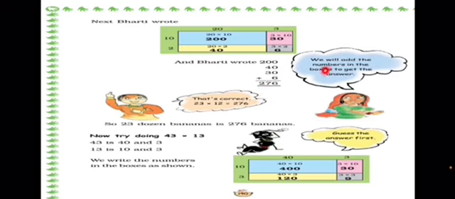So we will add the numbers in the boxes to get the answer. Now that's the correct answer. So 23 multiplied by 12 is 276. So 23 dozen bananas is 276 bananas.